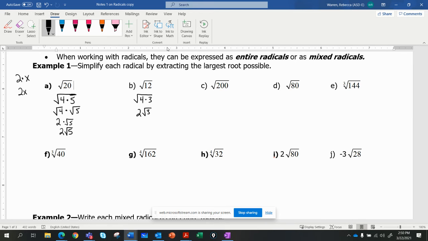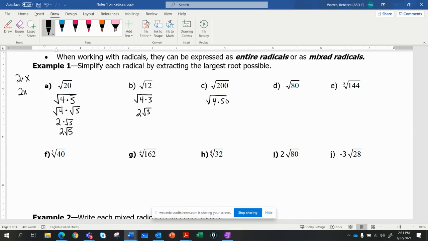Now, 200 brings up an interesting point. There's actually a bunch of different ways that we could break down 200. So 200 could be written as 4 times what? 4 times what to give 200? 50. Now, you could do that. However, does 50 not have another perfect square in it? Yeah, 25, right? So you could break it down this way, but then you're going to be stuck with another radical that you have to break down again.